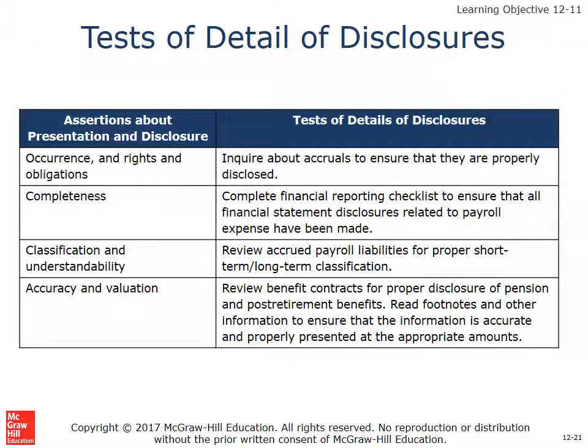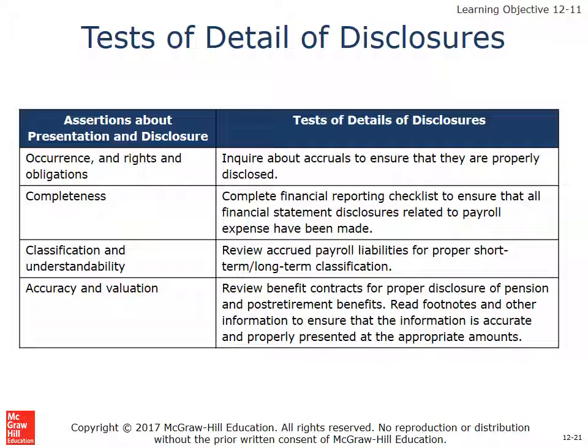And then finally, we want to look at test of detail of disclosures. The assertions about presentation and disclosure are occurrence and rights and obligations. So we inquire about accruals to ensure they are properly disclosed. They're in there. Completeness. We complete the financial reporting checklist to ensure that all financial statement disclosures related to payroll expense have been made. Are all the notes that need to be explained, are they in the financial statements? We're going to review accrued payroll liabilities for proper short-term, long-term classification.